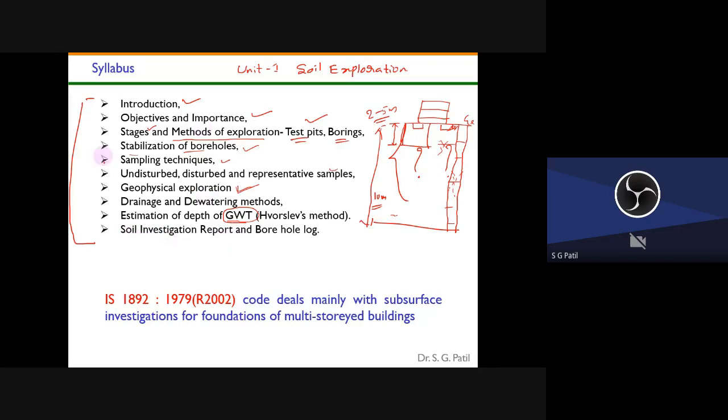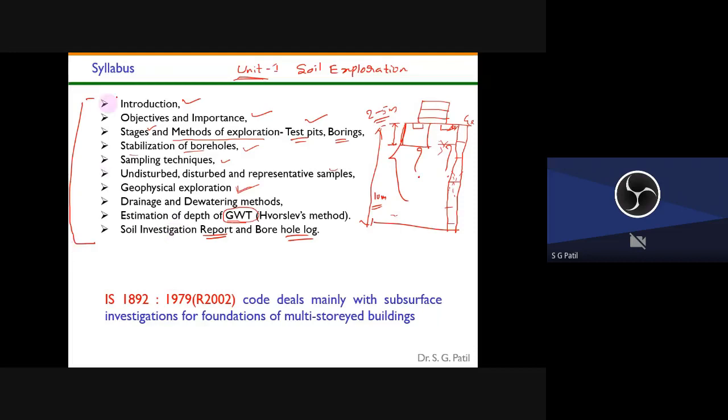Once you perform all these objectives, how will those things be represented in the form of a report? And also we'll see some borehole logs. A borehole log means at what depth what type of soil I got, and we represent that pictorially. That is called a borehole log. So this is the syllabus of your unit 1.